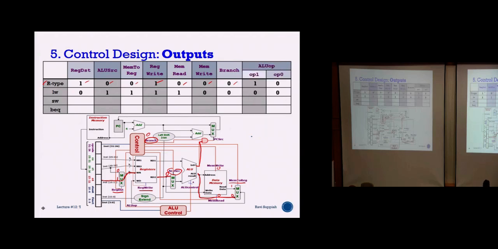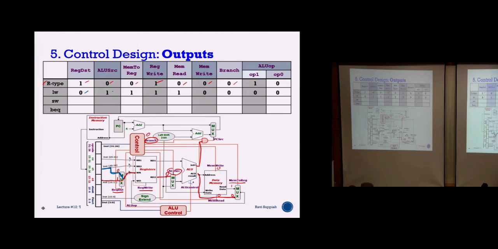For your load word instruction, for example, your register destination is 0. Why? Because in your load word instruction, this is your target, correct? There is no RD in your load word, it is RS and RT, correct? So your RT is the one that should be transferred over, so your register destination should be 0.